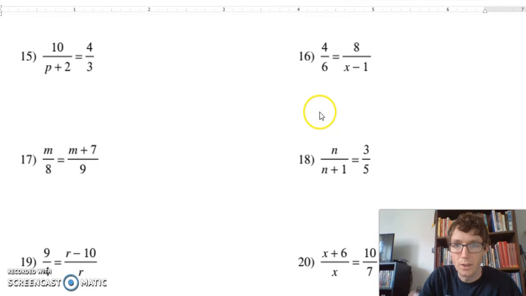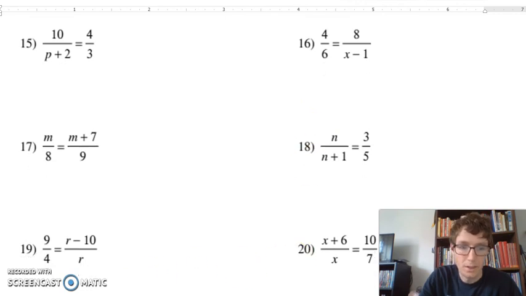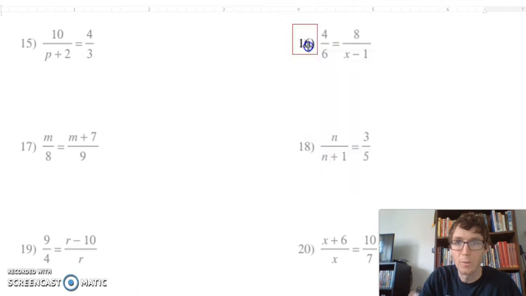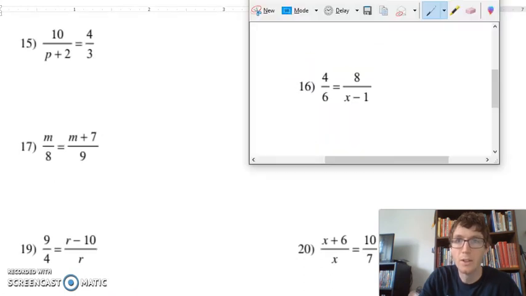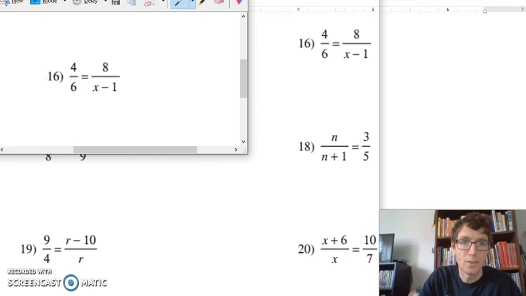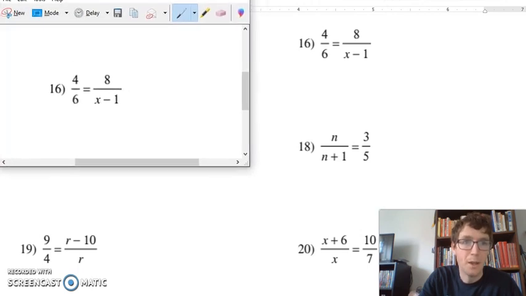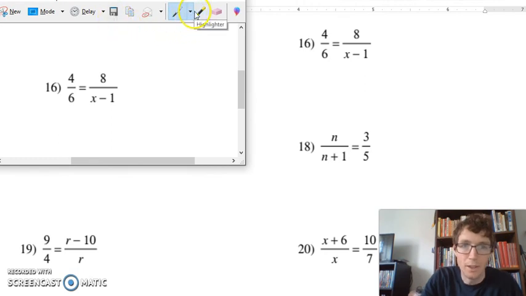So I'm going to start with 16 here. And remember, we're just trying to figure out what x is in this problem. So for this one, we've got 4 over 6 equals 8 over x minus 1. But I think the first step is always the same. So the first thing you're going to do is you're going to cross multiply.